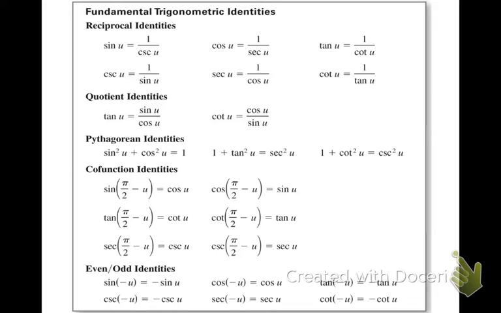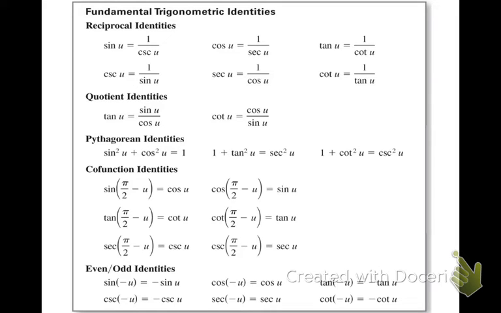But remember, sine is 1 over cosecant, correct? Just like cosecant is 1 over what? Sine. Those are called the reciprocal identities, correct? Okay. Then we have tangent is sine over cosine. Cotangent is cosine over sine. Reciprocal identities again.